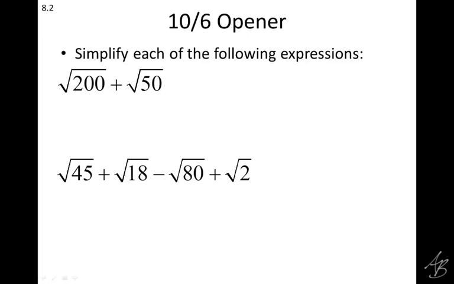So in these problems, what we're going to do is simplify those square roots first, and then once we simplify them, we're going to see if we have any like terms that we can combine. So for that first one, the square root of 200 plus the square root of 50, what's the first thing we need to do for that problem?